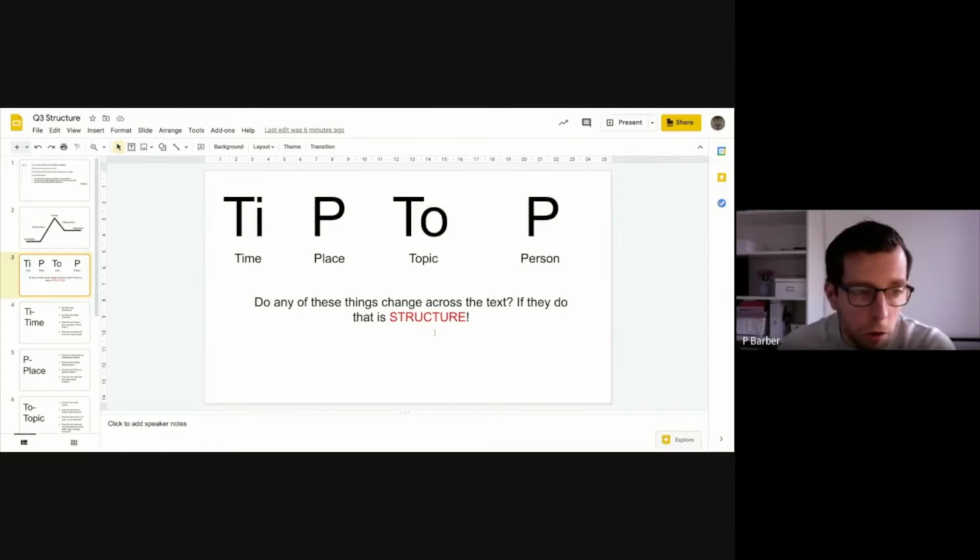Now, what I'm going to do is talk about all four of these with some questions that you should ask yourself, and then I'm going to have a go at modelling one of these paragraphs, obviously leaving the other three open for you to have a go at if you'd like to.